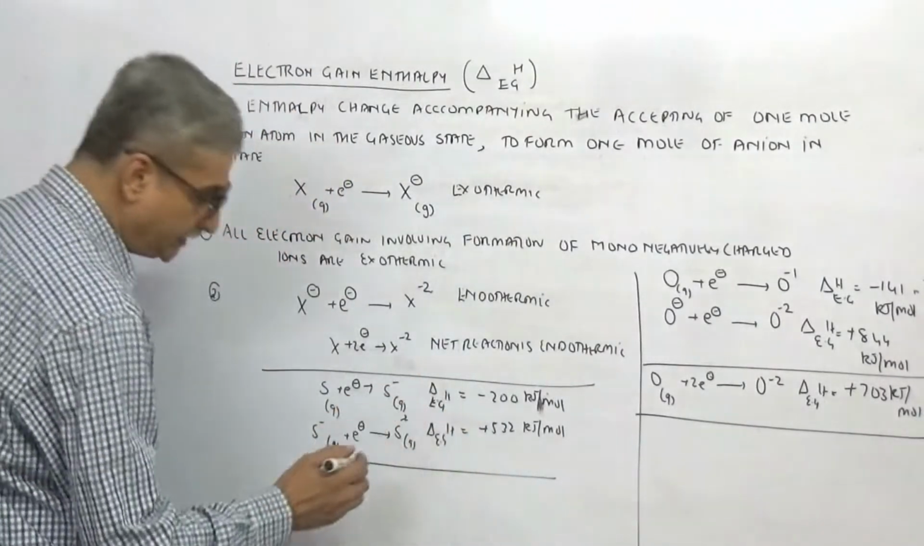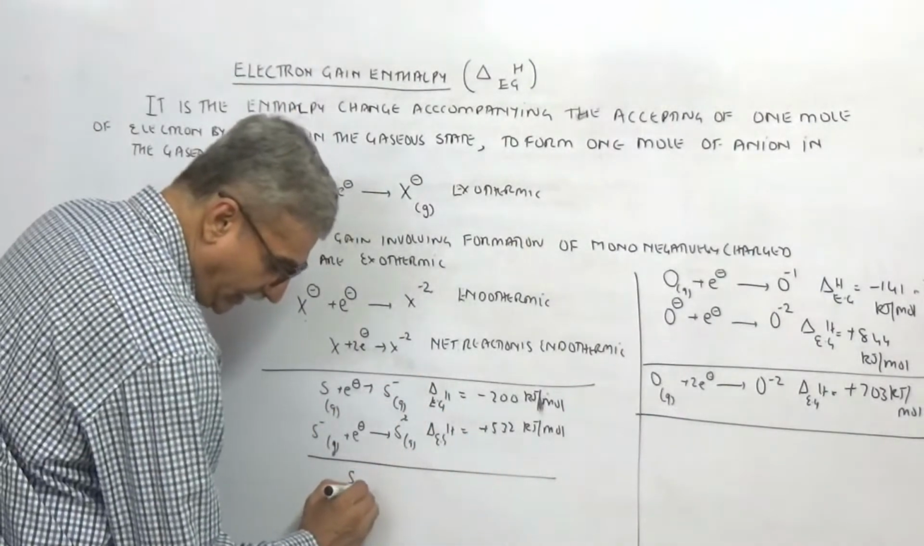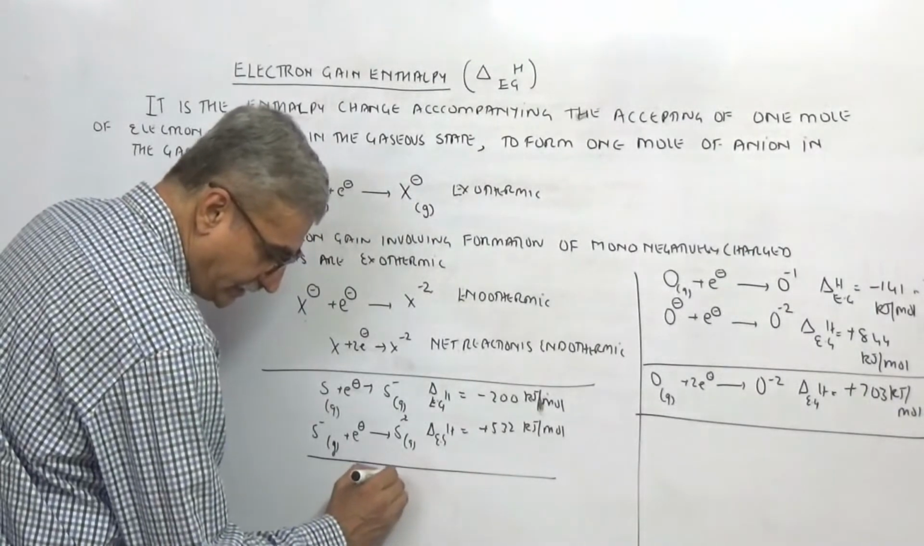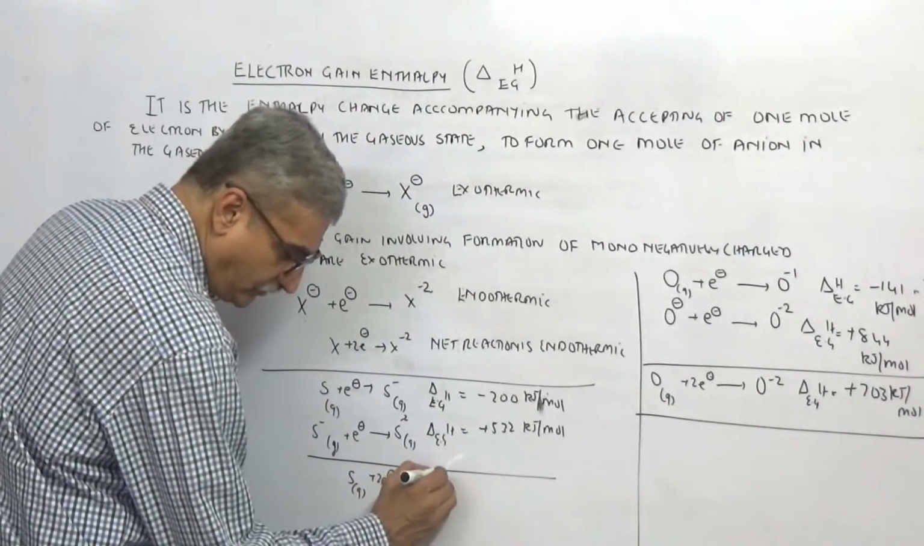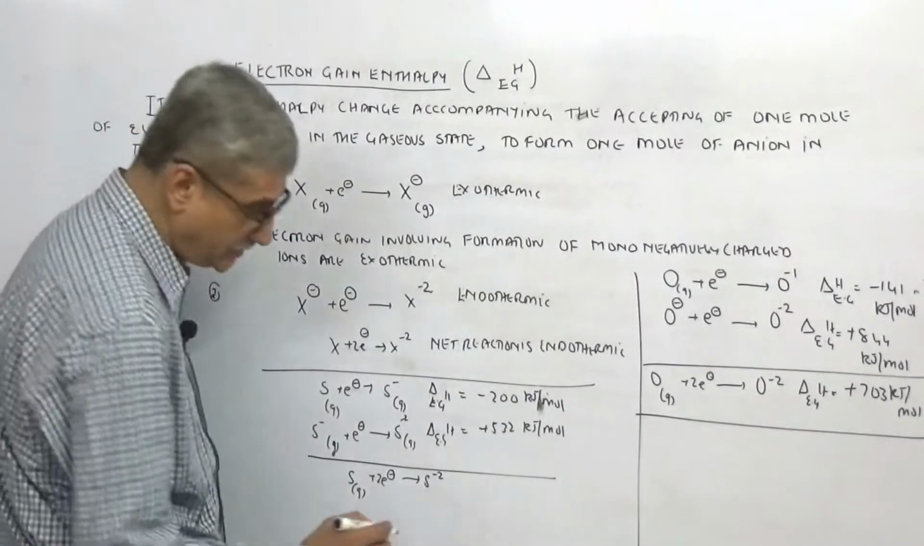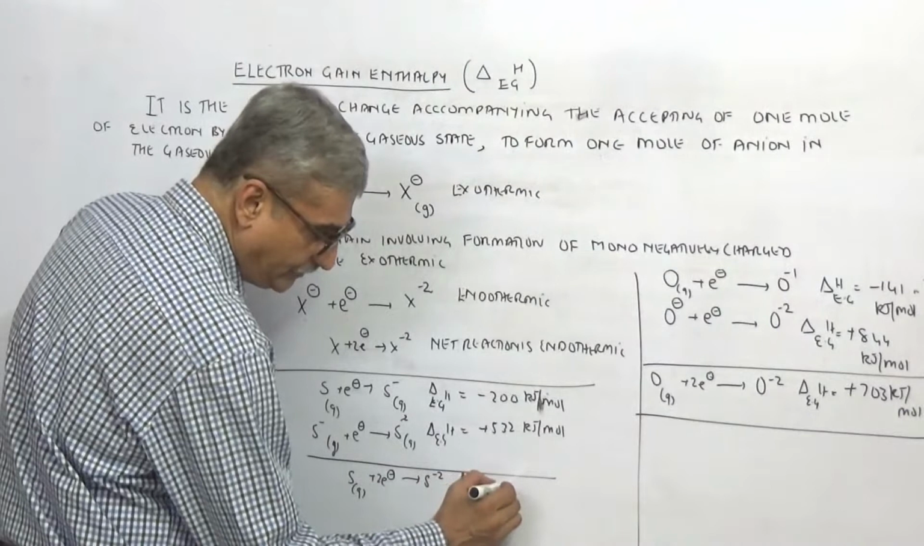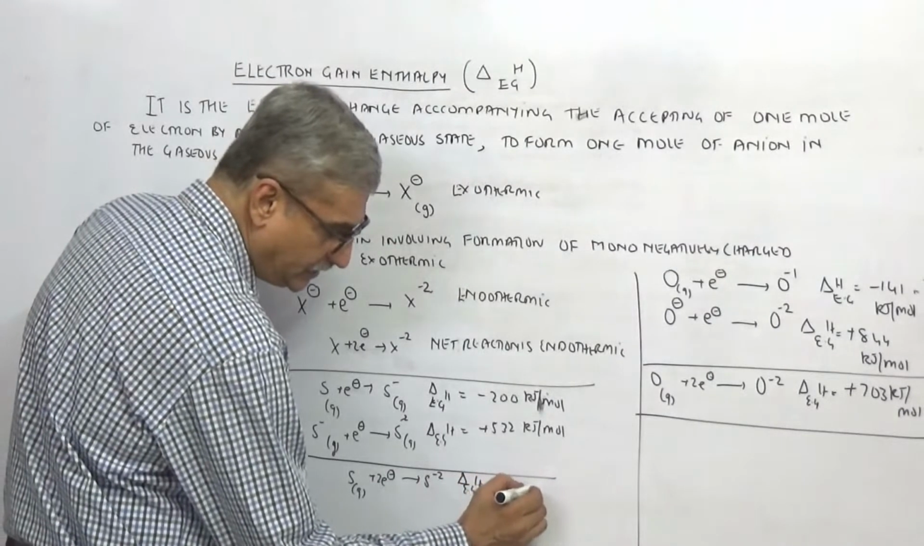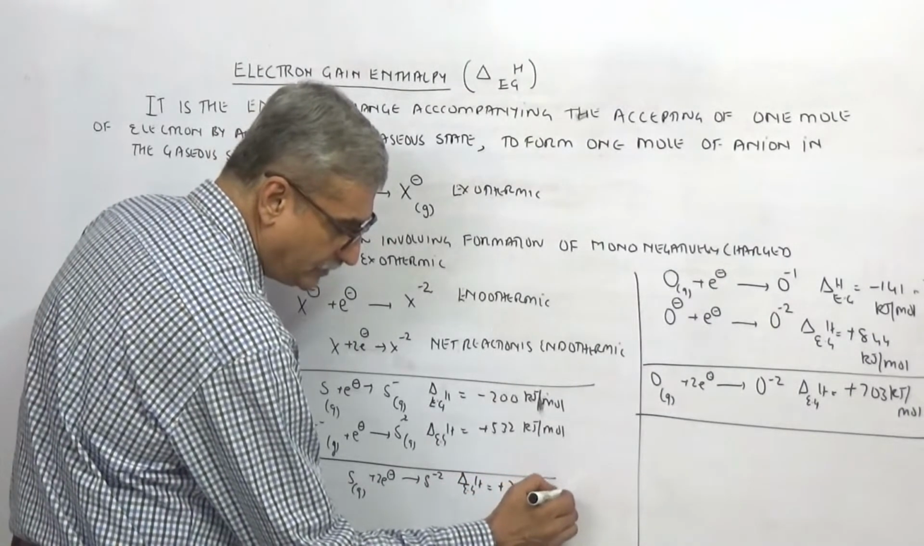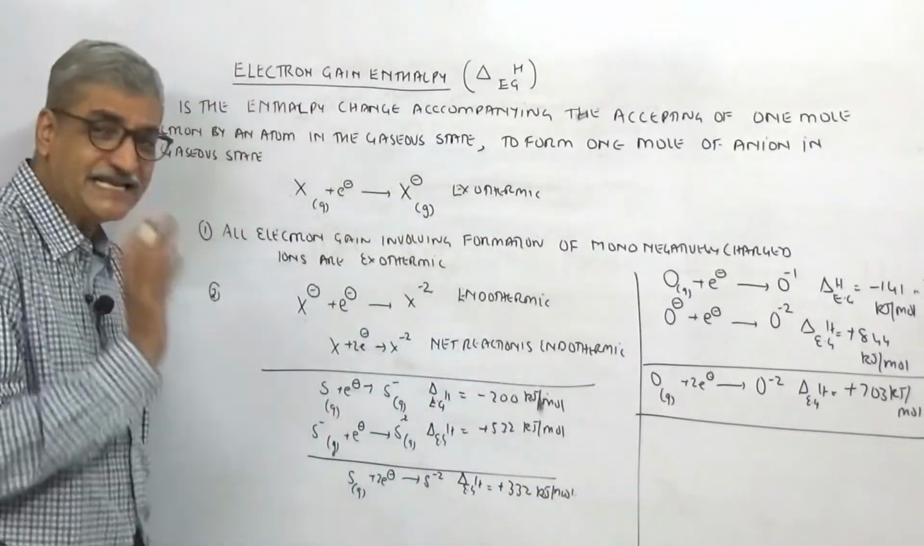So net value is 332. So a sulfur atom in the gaseous state taking 2 moles of electrons to form S minus 2, this delta electron gain value will be plus 332 kilojoule per mole. So this is an exception.